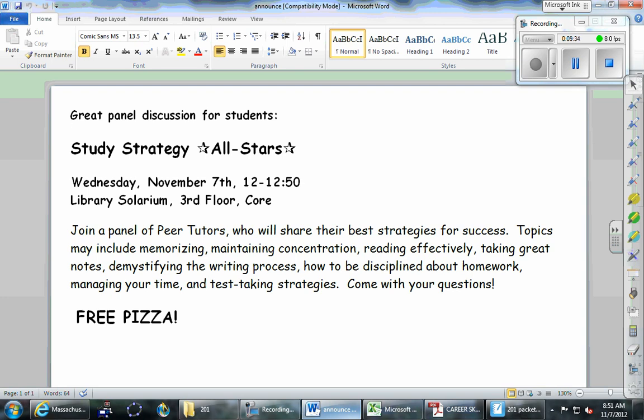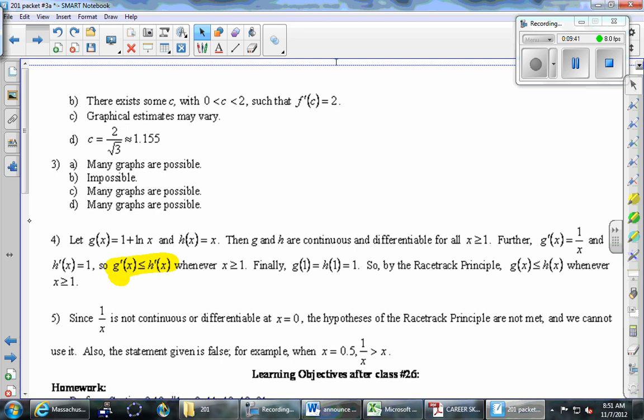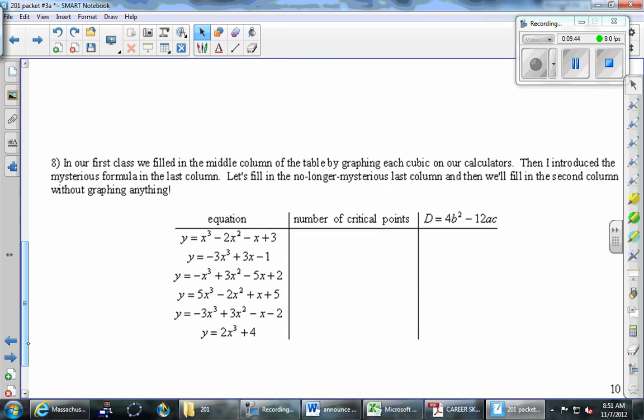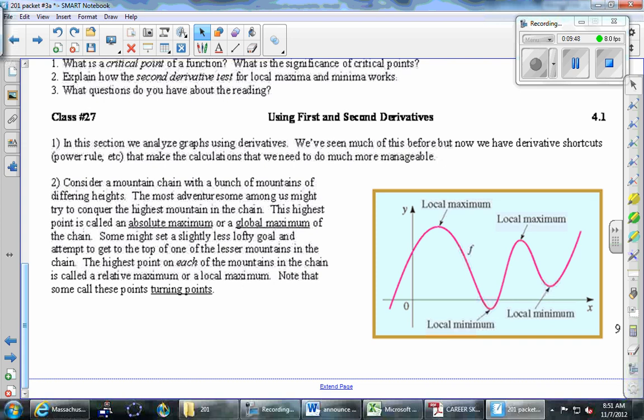All right, so let's come back here. And we'll jump to, is it on this page? I missed it, right here. Page 9, thank you. Okay, so we'll begin with number 1. Garrett?